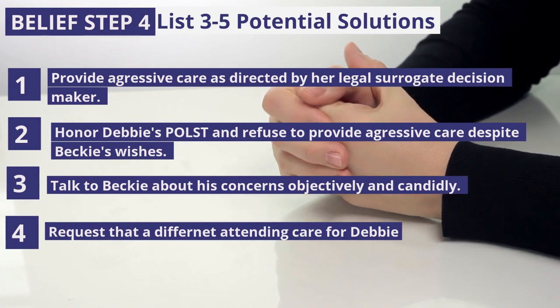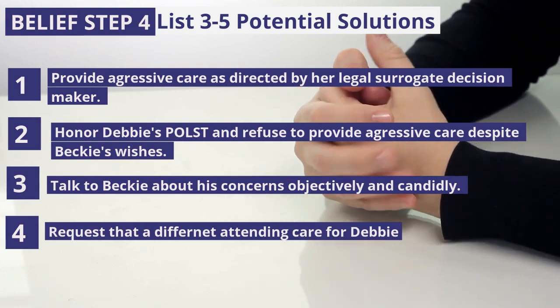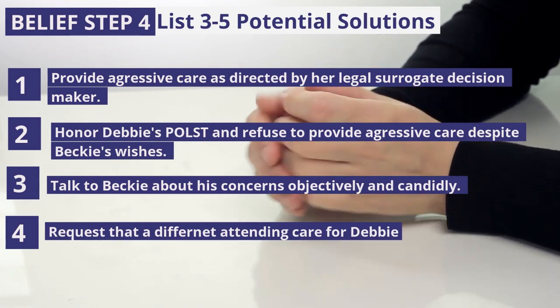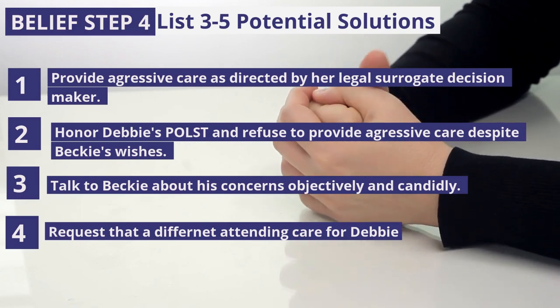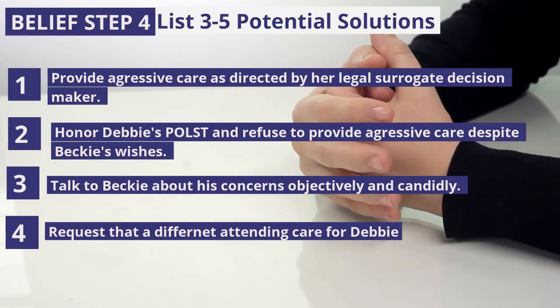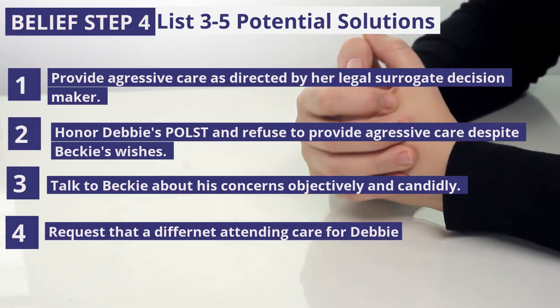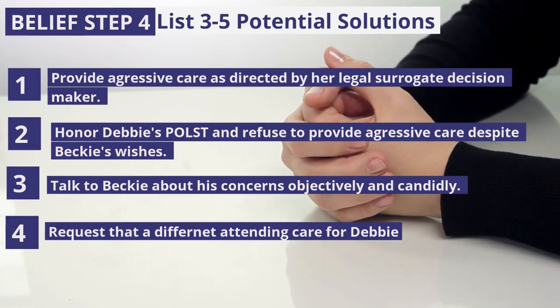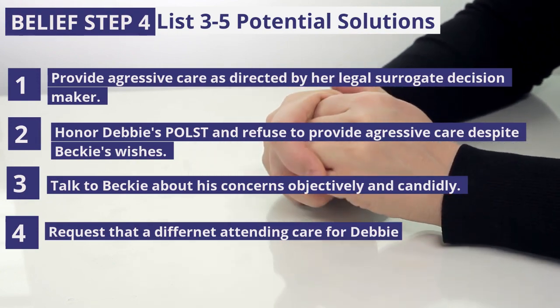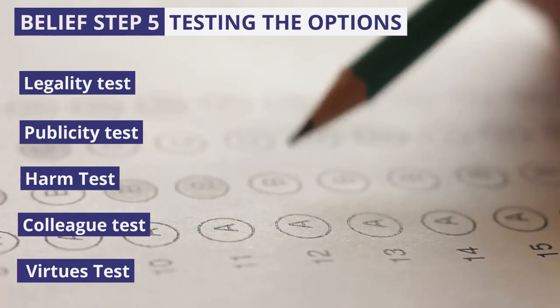He could provide aggressive care as directed by Becky, Debbie's legal surrogate decision-maker. He could honor Debbie's POST and refuse to provide aggressive care despite Becky's wishes. He could talk to Becky about his concerns objectively and candidly, or he could request that a different attending care for Debbie. He will use the following tests to evaluate the aforementioned options.